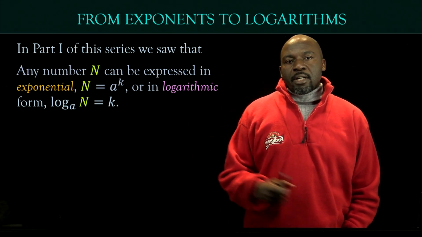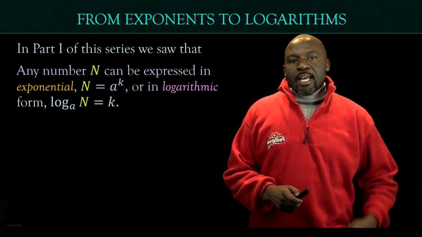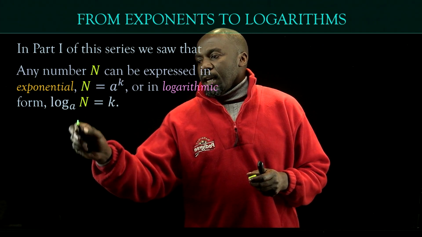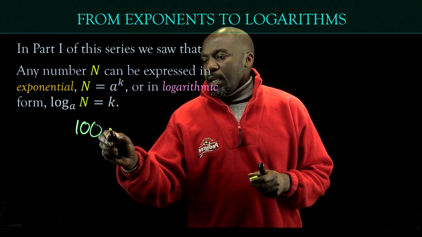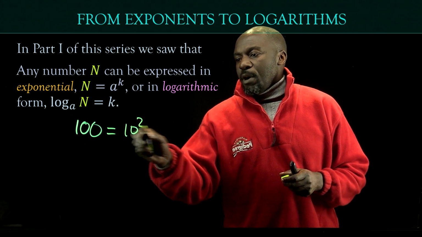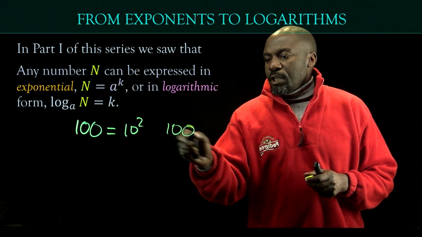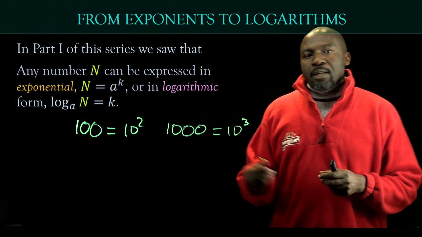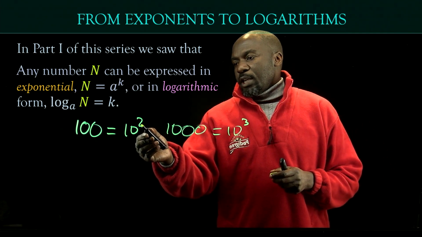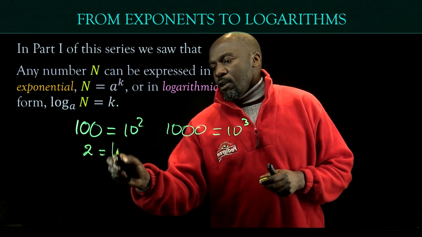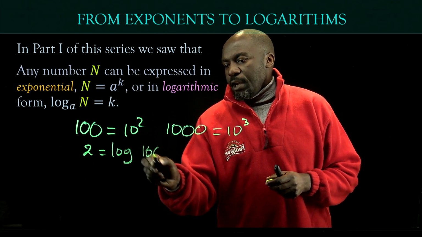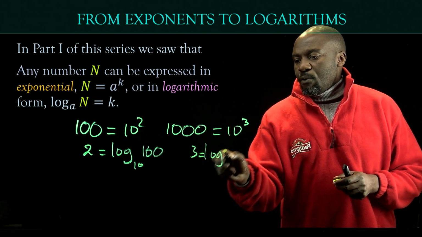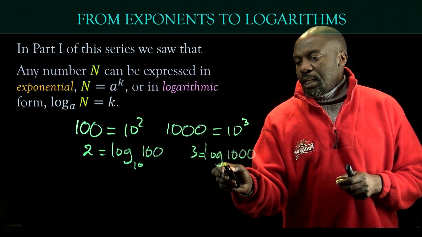So n is the number, a is the base, and k is the exponent. An example of this would be 100, which is the same thing as 10 to the power of 2, and 1000 is the same as 10 to the power of 3, okay? And so keeping this in mind, I can express 2 as the log of 100 when the base is 10, and 3 as the log of 1000 when the base is 10, like that.